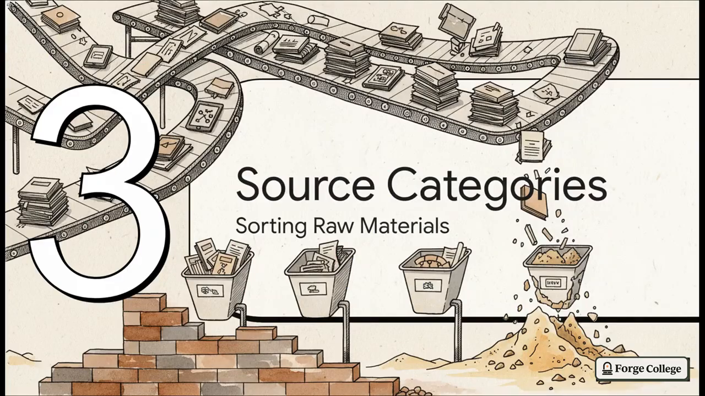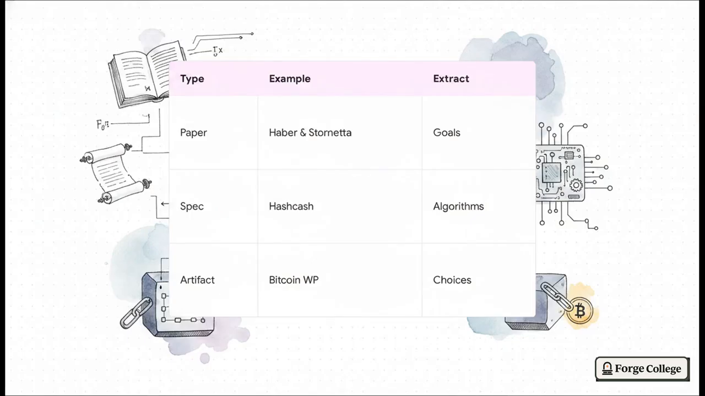Section 3, sorting the raw materials into primary, secondary, and tertiary sources. This is absolutely crucial because if you don't aggressively categorize your materials, you might accidentally build your academic foundation on sand. You definitely don't want that. Notice how we explicitly extract very different data from different kinds of sources. This keeps you out of those irrelevant rabbit holes. So, from a primary technical paper, like Haber and Stornetta, you'd extract the technical construction and their goals. From an implementation spec, like Hashcash, you're grabbing the algorithm details. And from a foundational artifact, like the Bitcoin white paper, that's where you pull the ultimate engineering choices.